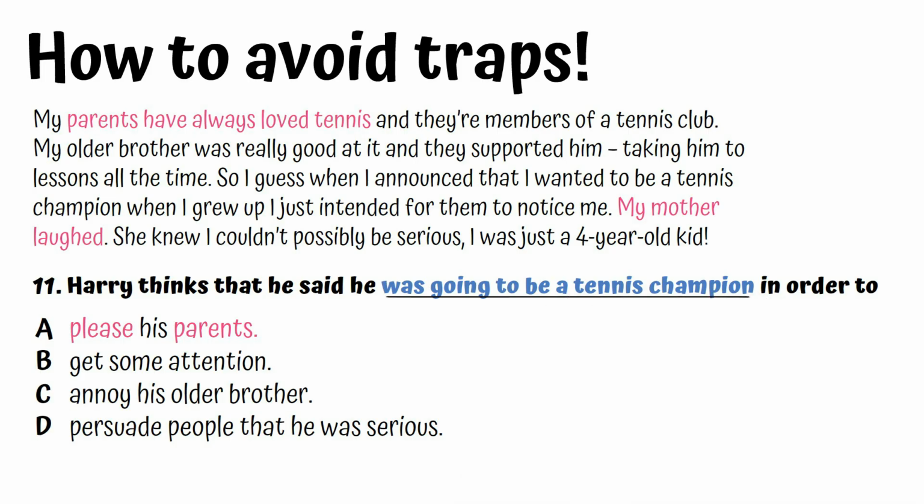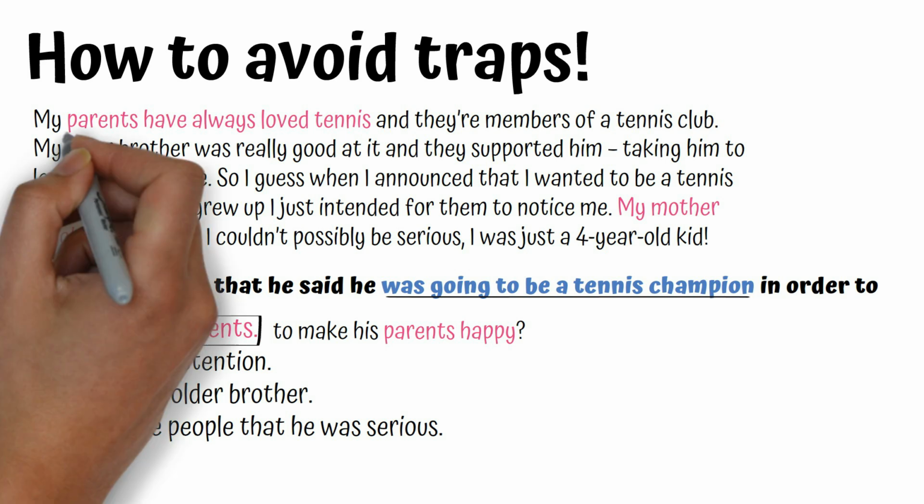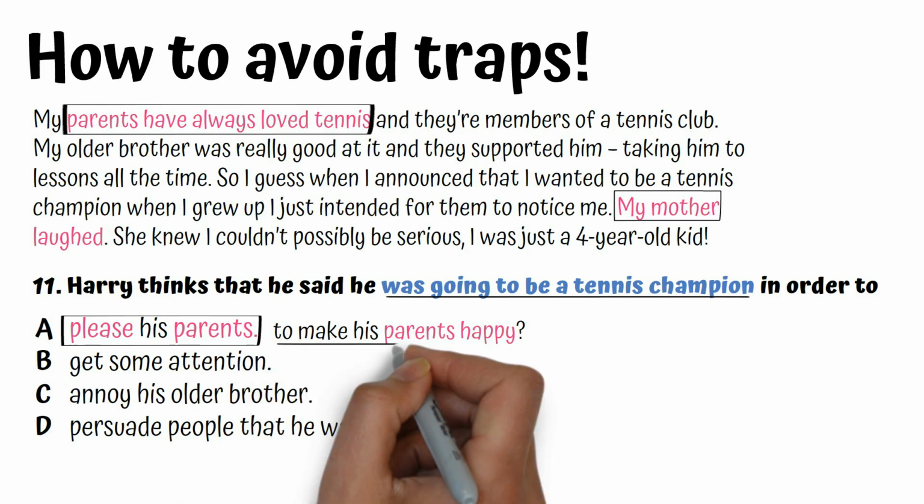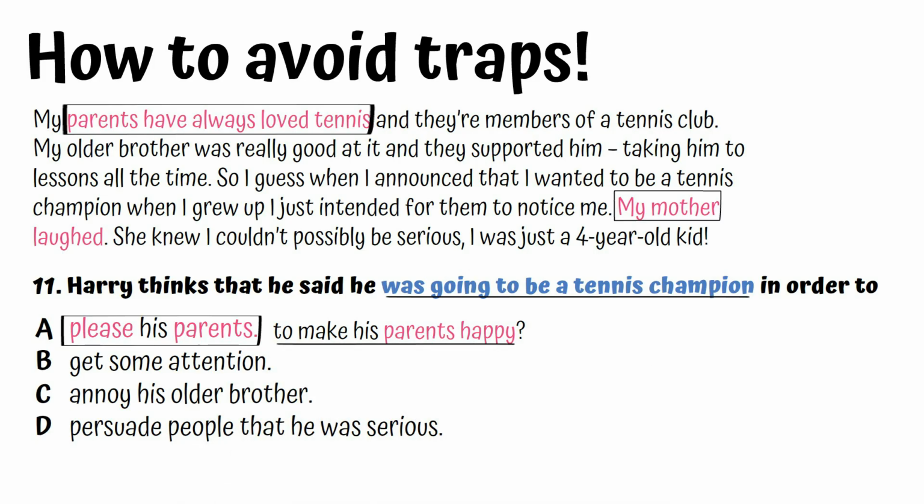So, let's look at the first option in pink. Does Harry want to please his parents? Or in other words, does he want to be a tennis champion to make his parents happy? The text says that his parents have always loved tennis. And the text also talks about his mother, a parent, laughing. However, the text does not say that he wanted to make his parents happy. So, this is the first trap.